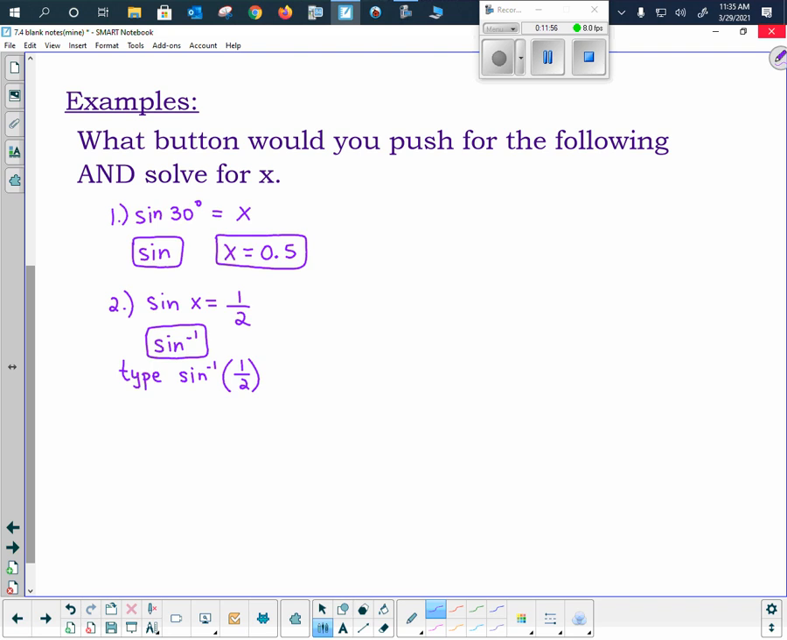Okay? It should give you x equals 30 degrees. You do have to have the degrees. You have to know to tell me that's an angle. Okay, but again, that's what you're typing to get that.